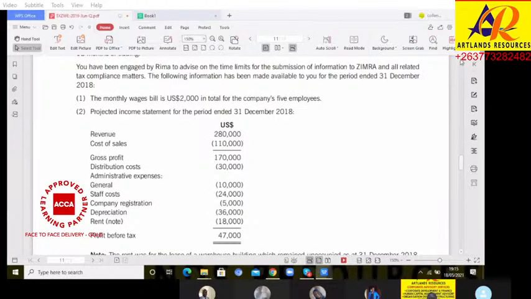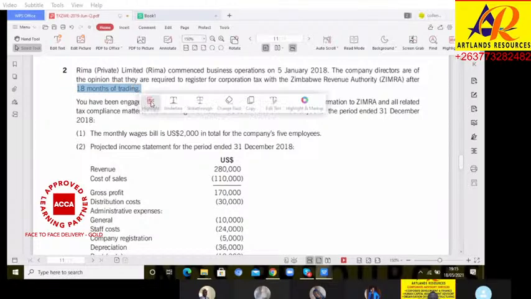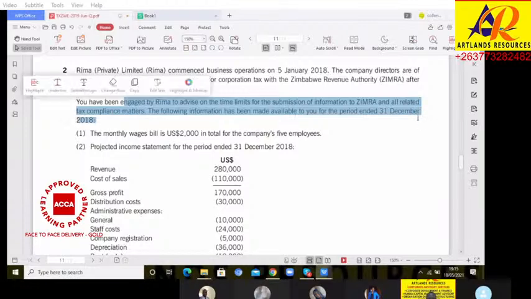Next. Rima Private Limited commenced business operations on 5 January. The company directors are of the opinion that they are required to register for corporate tax with Zimra after 18 months. You know, they are saying they are required to register after 18 months. You have been engaged by Rima to advise on the limits for submission of information to Zimra and all related tax compliance matters for the period ended 31 December 2018.